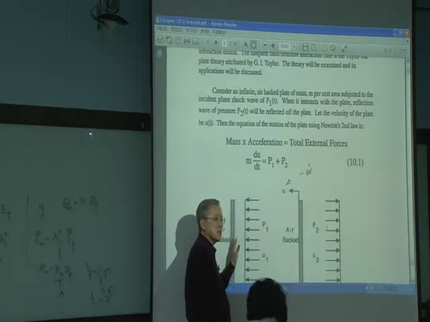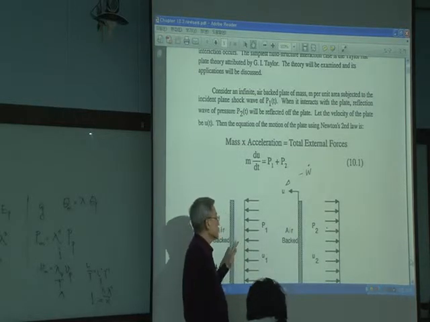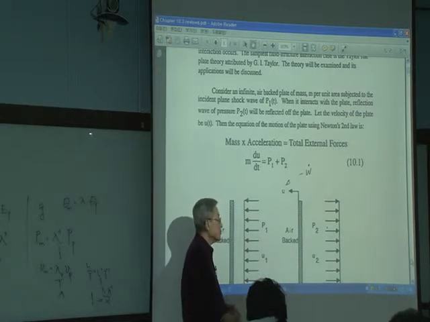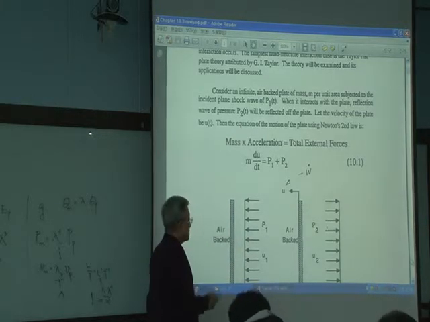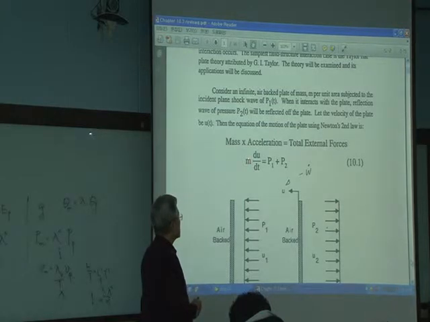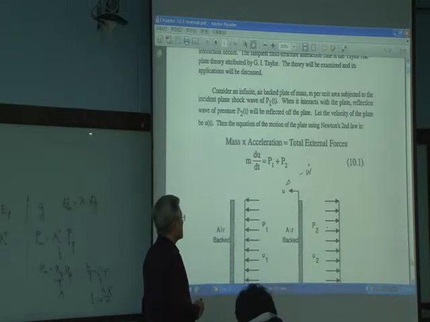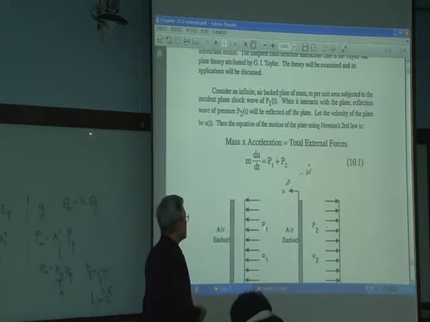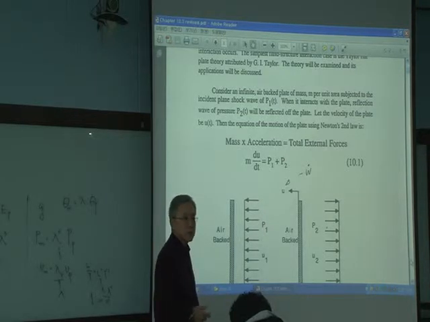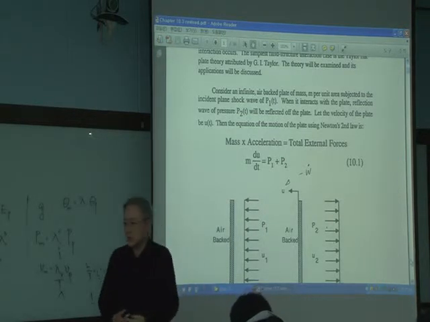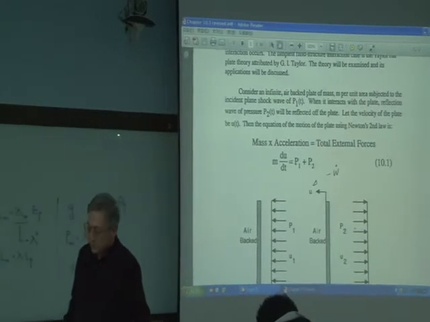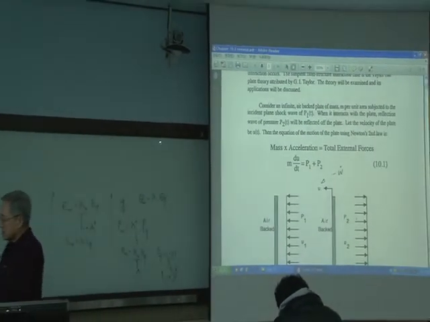So you are dealing with the mass per unit area, because this is an infinite plate. Generally, you can write Newton's second law as mass times du over dt. This is the plate velocity u, and it is equal to P1 plus P2 simply: the incident shock wave and also the reflected shock wave.